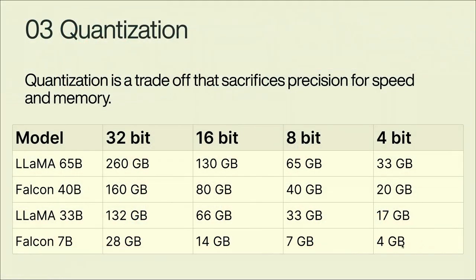So quantization is basically a trade-off. It sacrifices precision for speed and memory. It goes faster and it costs you a lot less in GPUs. If you're down to 4 bits, that's an 8x improvement on how much memory you need and how much money you're going to spend to run this model. I'm running a handful of language models right now, and I don't run any of them above 8-bit. 4-bit is still pretty darn good.